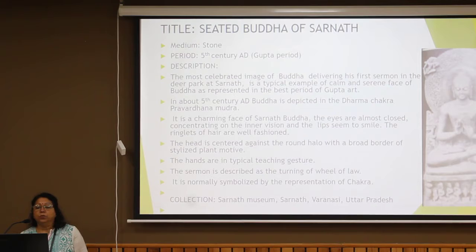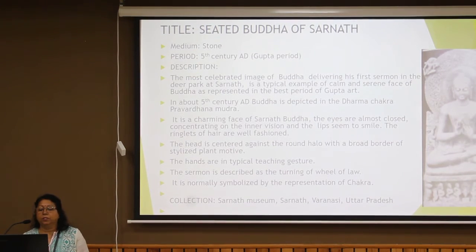This is the seated Buddha of Sarnath of the Gupta period, which was done in the 5th century. The most celebrated image of Buddha delivering his first sermon in the Deer Park at Sarnath is a typical example of the calm and serene face of Buddha as represented in the best period of Gupta art. In about the 5th century AD, Buddha is depicted in Dharma Chakravartin Mudra.